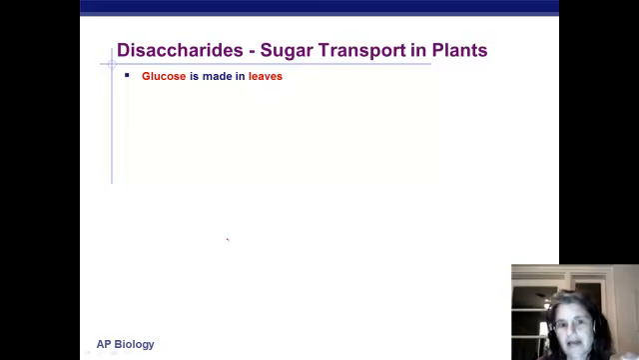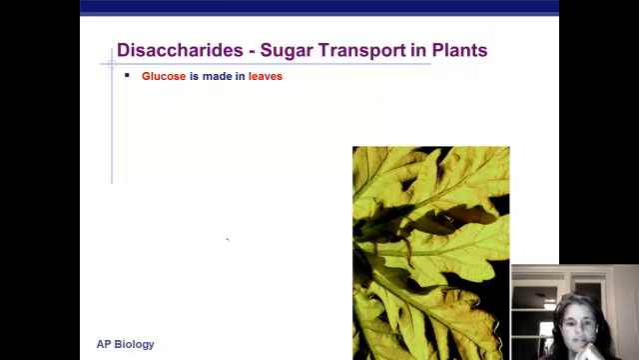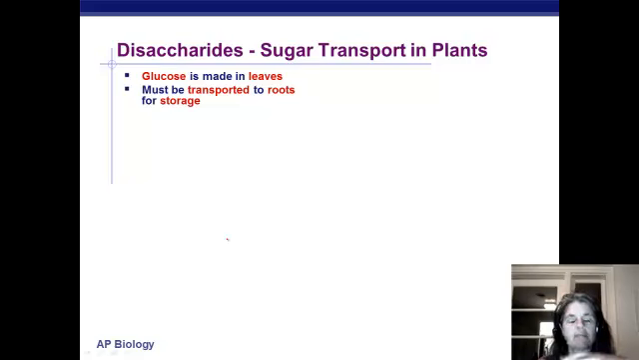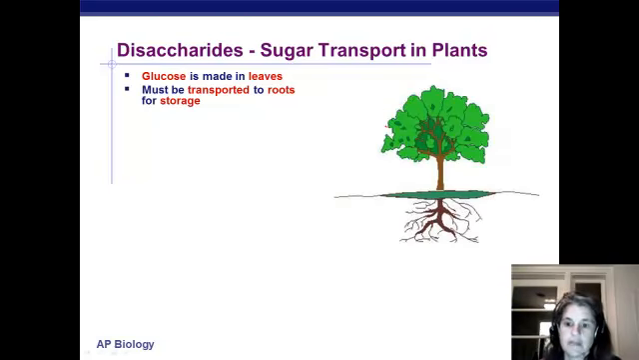But this disaccharide allows sugar to be moved around or kept in an organism for a while without being necessarily used by that organism. Let's think in terms of plants. Glucose, of course, is made in the leaves, but it must be stored in roots. That's where plants store a lot of their nutrients. So glucose made up here by photosynthesis has to somehow make it all the way down the tree into the roots without being consumed on the way down by the plant.